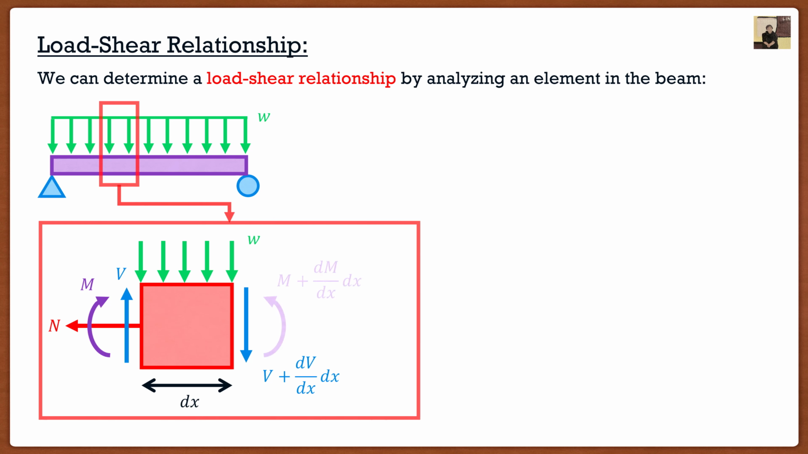And we can do the same thing for our moment. So our moment is going to be equal to the moment on the left plus the change in moment over the length of this element. And then for our axial load, it's going to be the same thing. It's going to be the axial load N plus the change in axial load over the length of the element.